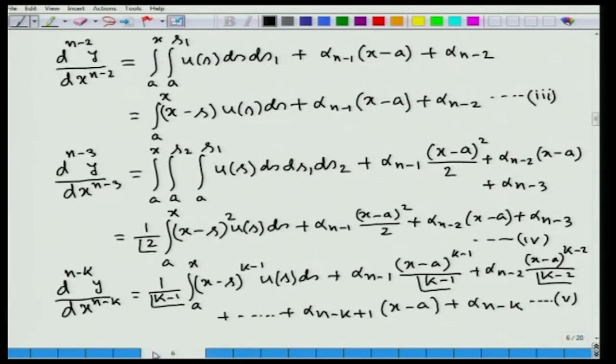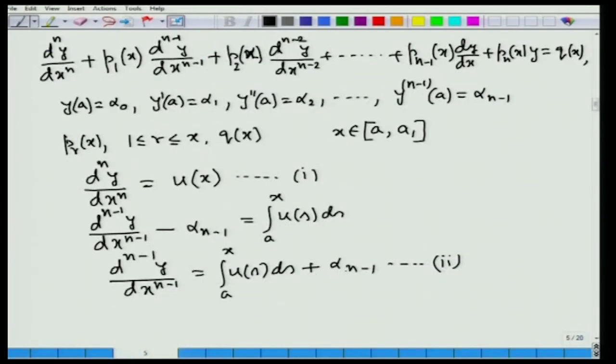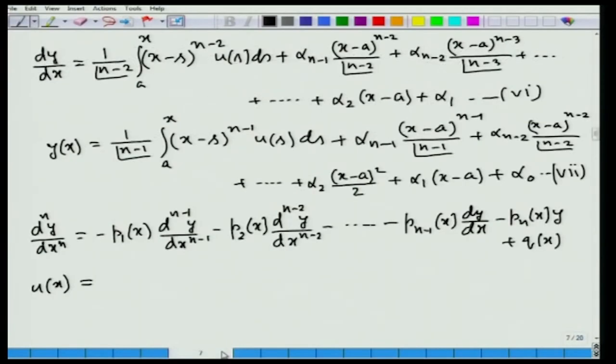Proceeding in this way, finally, this alpha n minus 1 will be multiplied with p 1 x. So, what we can do is claim that after collecting these terms, we will have an expression f x plus integral a to x k x comma s u s d s. Now, the task is to write what f x is and what k x comma s is.